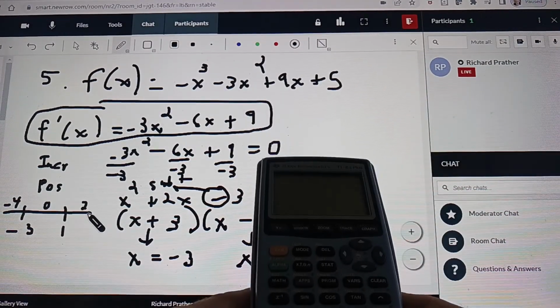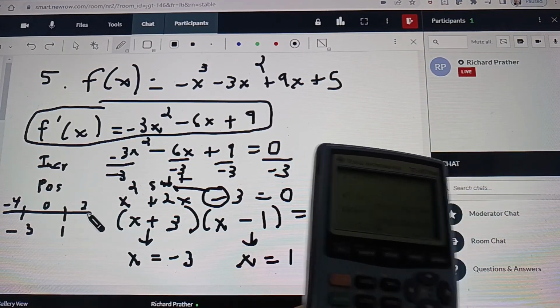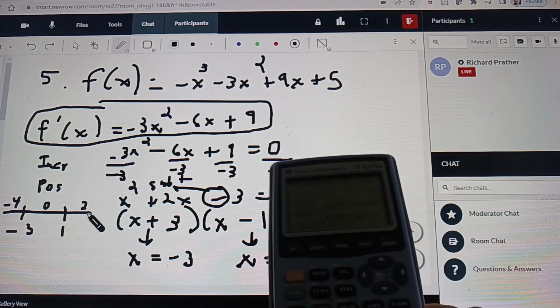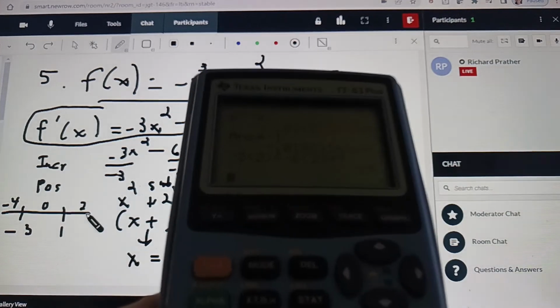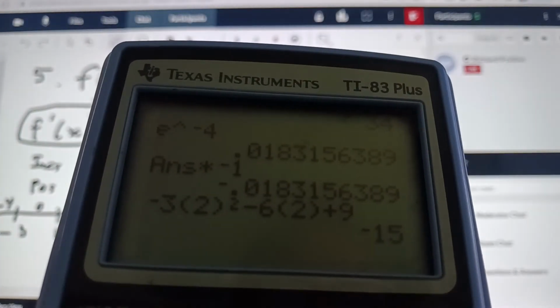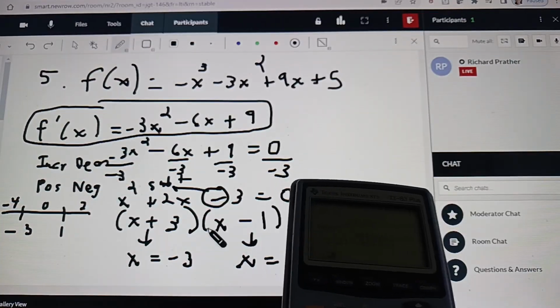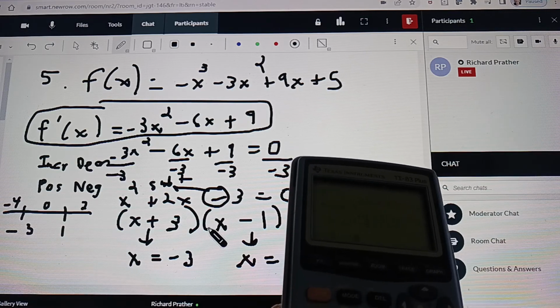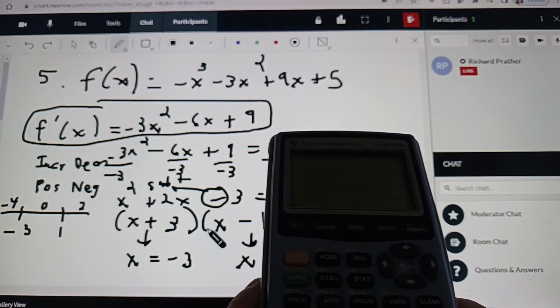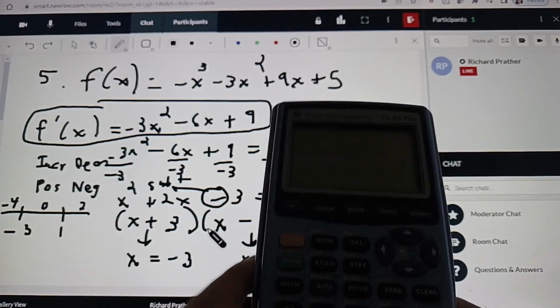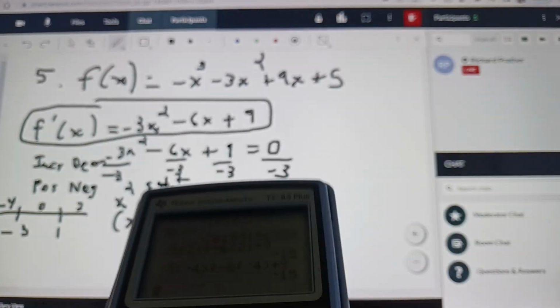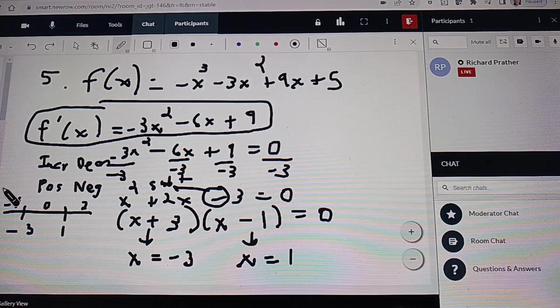If I plug in 2, negative 3 times 2 squared minus 6 times 2 plus 9, the answer is negative 15. So the derivative is negative for any number bigger than 1, and that's when the graph is decreasing. So probably this is going to be negative also. I mean, negative 3 times negative 4 squared minus 6 times negative 4 plus 9 is negative 15 also. So yep, it's negative first, then positive, then negative in the derivative.